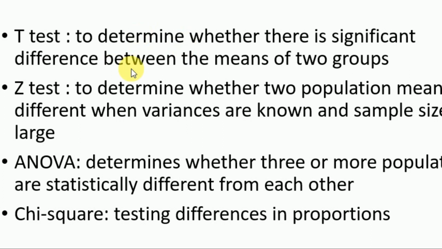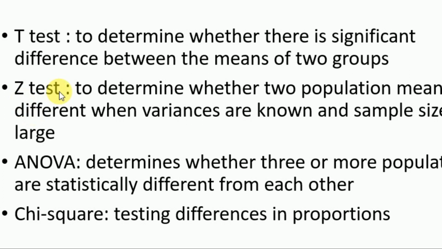Independent groups means when there is experimental group and control group. In that case, we are using independent T-test. But in case of dependent groups, that is pre-test, post-test design studies, in that case, we are using paired T-test.